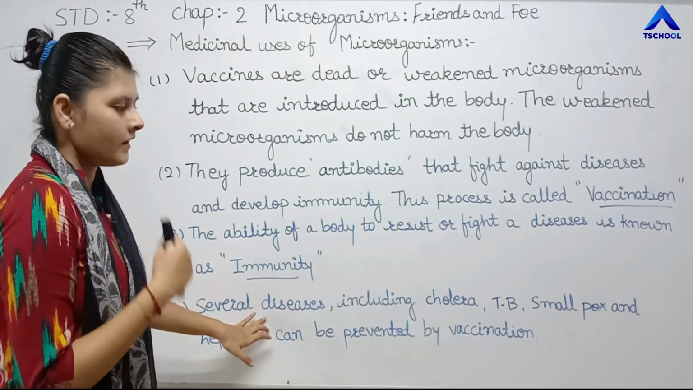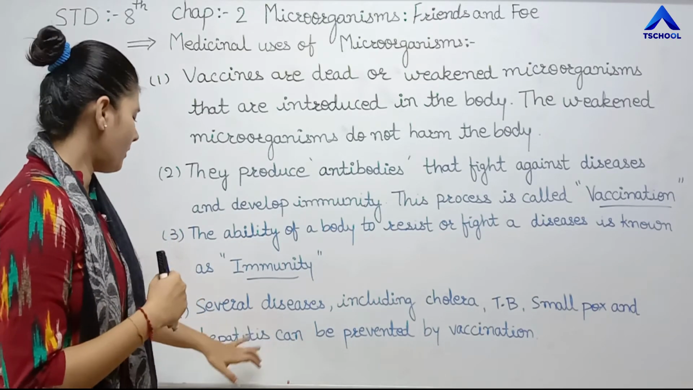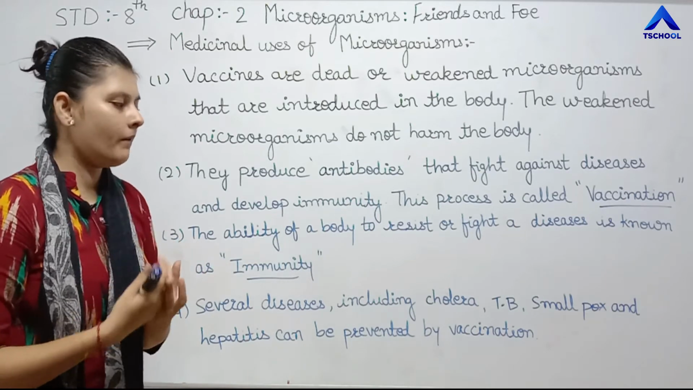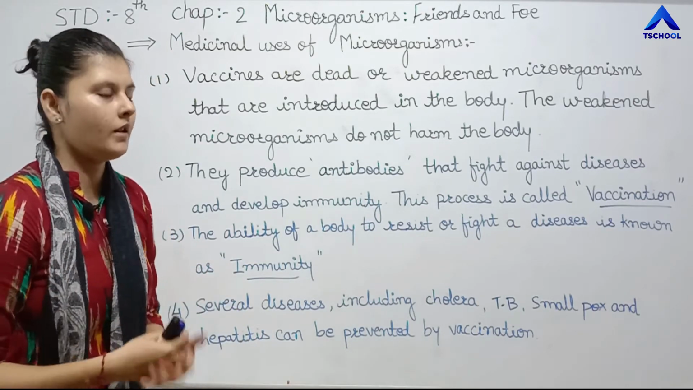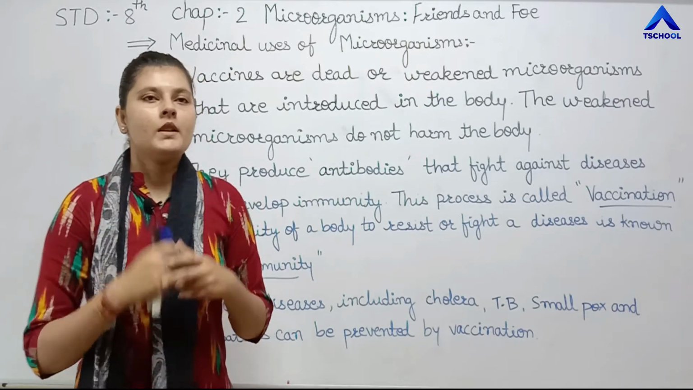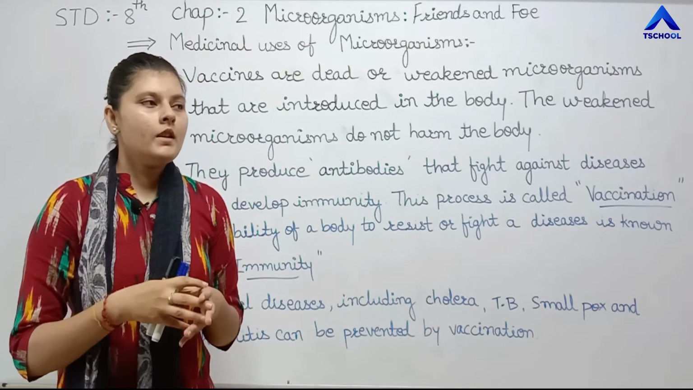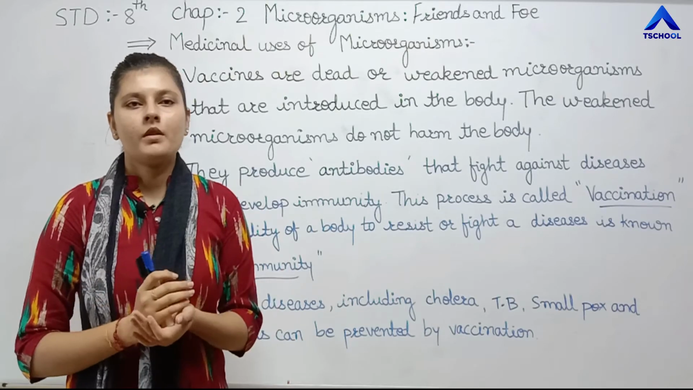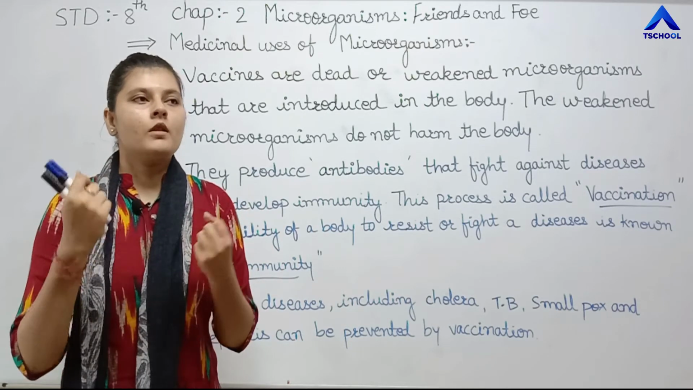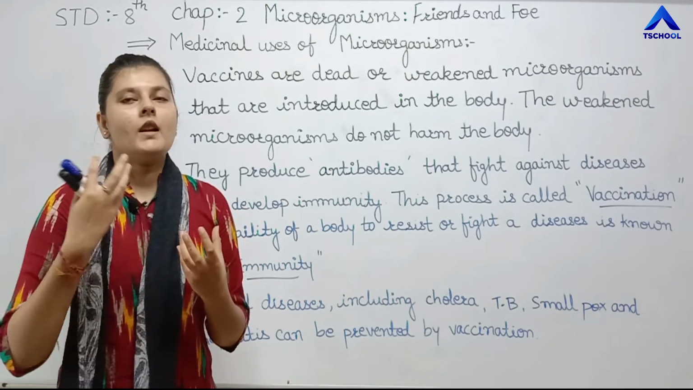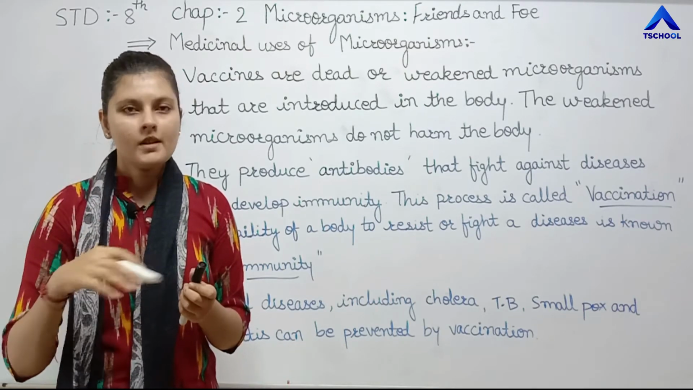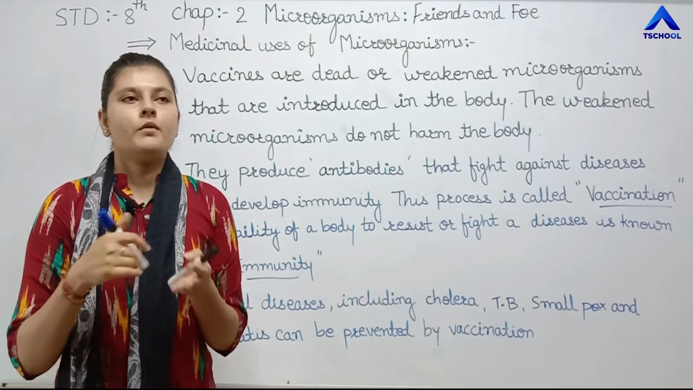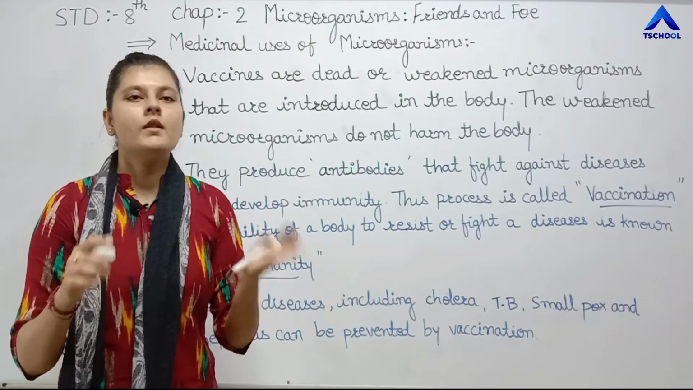Several diseases including cholera, TB, smallpox and hepatitis can be prevented by vaccination. So ये सारे जो डिसीज़ हैं वो वैक्सीनेशन से प्रिवेंट होते हैं. अब बात करते हैं और वैक्सीनेशन के बारे में. जैसे कि आपने देखा होगा ना, that it is very important for a newborn child or a baby to be given certain kinds of vaccination. Doctors give you the proper list of the vaccinations you have to give this baby, right?